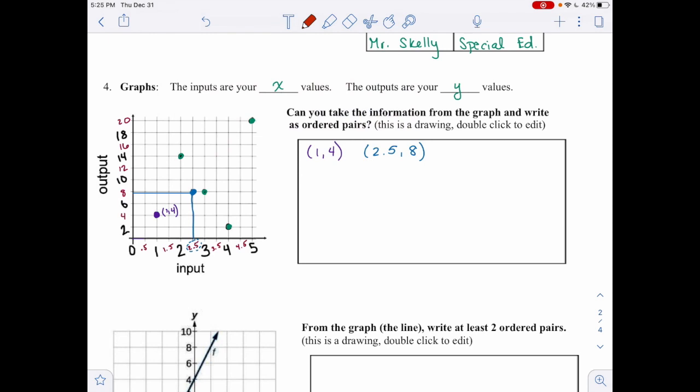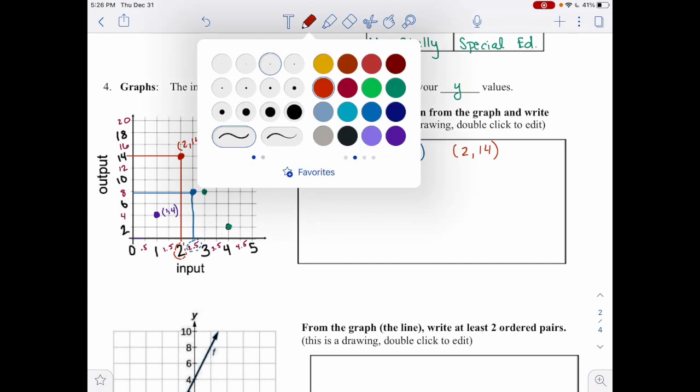How about this one up here? If I go over, it's at the x value of 2, or the input of 2. What's the y value there? It is 14. So this is the point 2 comma 14. And you don't have to put these lines in. I'm just showing you how I've gotten my answer.